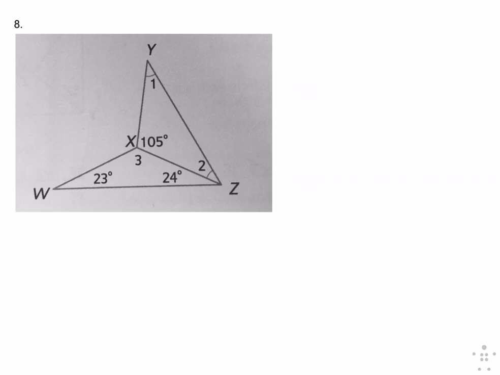All right, let's look at number 8. Number 8, we're finding the measure of angles 1, 2, and 3. Now I want you to notice here on angle 1, we have one arc symbol, and angle 2 has the same arc symbol. Because they both only have one arc symbol, that means that they're the same measure. So angle 1 is congruent to angle 2, which means whatever degrees they have, they're going to be exactly the same.